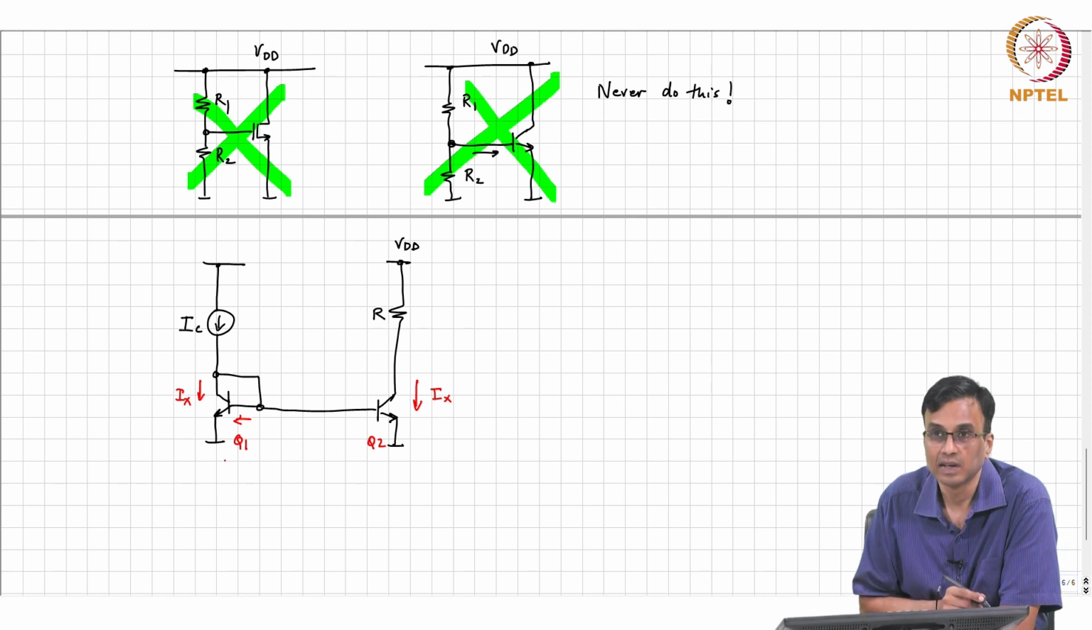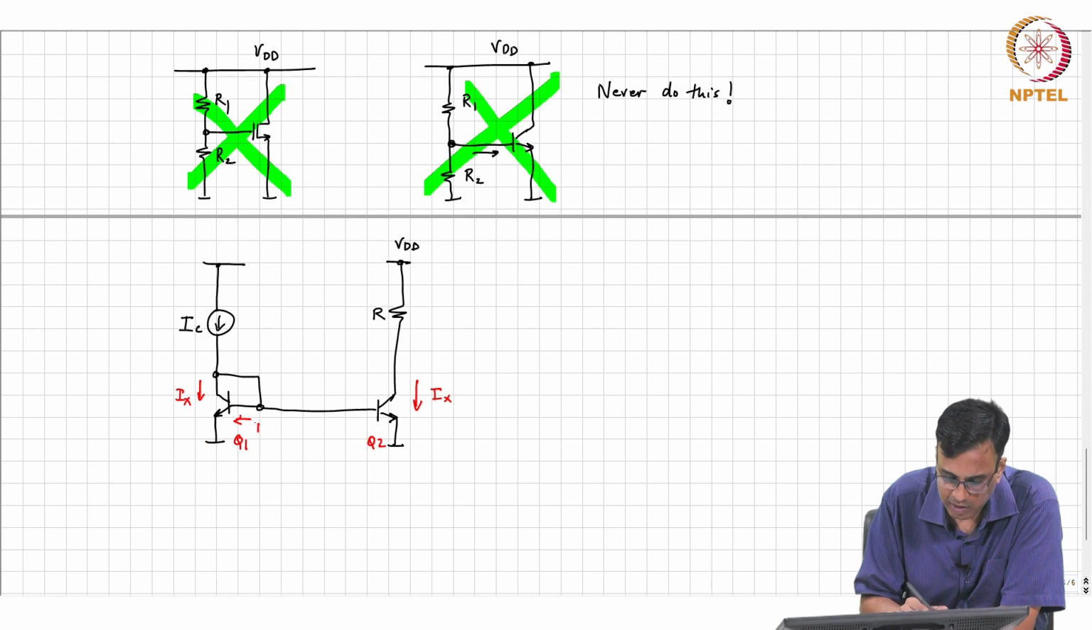What is IC? The collector current of Q1 is I x. So, this current is going to be I x by beta. This is also going to be I x by beta. So, this current is going to be 2 I x by beta.